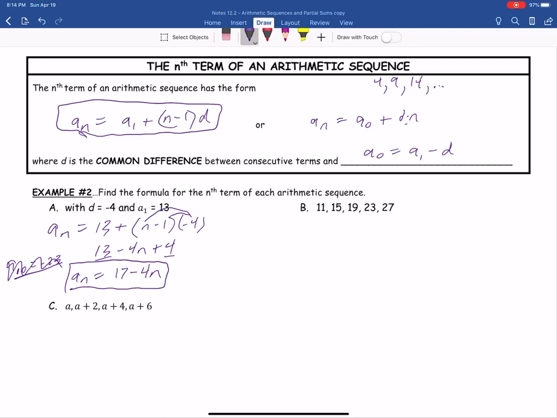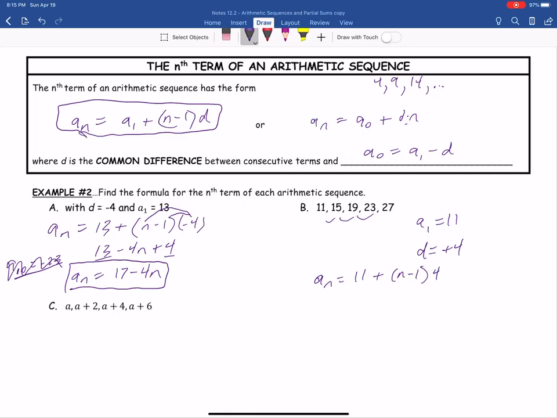Okay. So B and C, they all of a sudden just gave us a bunch of terms. Now, the one major thing here is that unless they specifically tell us we're starting with the 0th term, you assume that we're starting with the first term. So for letter B, we know the first term is 11, and we also know what the common difference is because we're just looking here. The common difference is positive 4. Okay, so I'm going to start in the same spot that I did with letter A and say A sub n is equal to 11 plus n minus 1 times, this time, regular old positive 4.